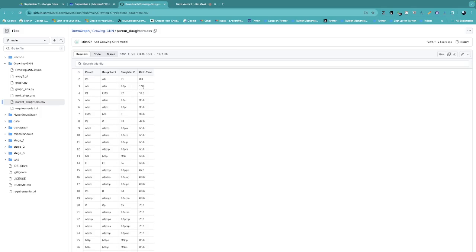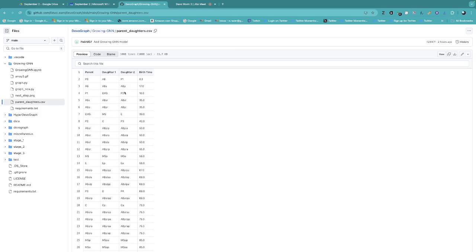That's at a birth time of 17 minutes. P1 then at 18 minutes divides into EMS and P2. So you have this structure where you have these daughters being born at a certain birth time, and then the daughters can give rise to their own daughters as a mother cell. So P0 is the mother to P1, and then P1 can be the mother to EMS and P2. EMS can then be the mother to MS and E.